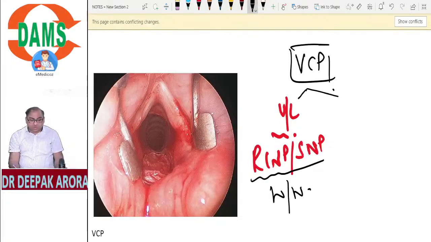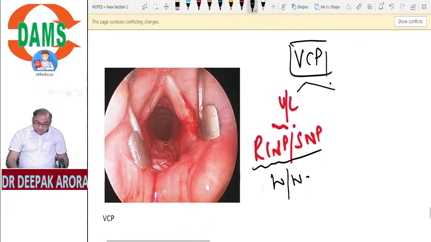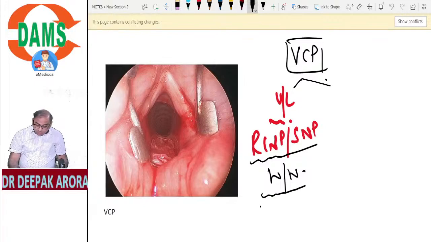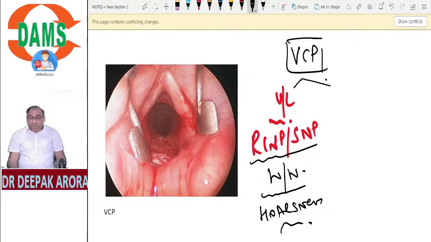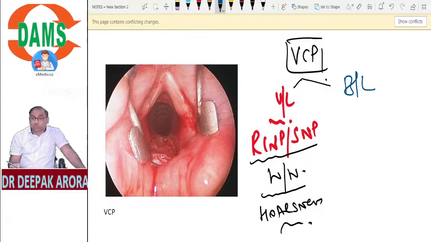Any student who can write in the chat box why it is wait and watch in unilateral cases? Any student, I'm waiting for response, beta. Why in case of unilateral vocal cord paralysis do we prefer to wait and watch? Because the common symptom is only hoarseness, change in voice. But surgical intervention is always required for bilateral cases. Surgical intervention is required for bilateral recurrent nerve palsy or superior nerve palsy.